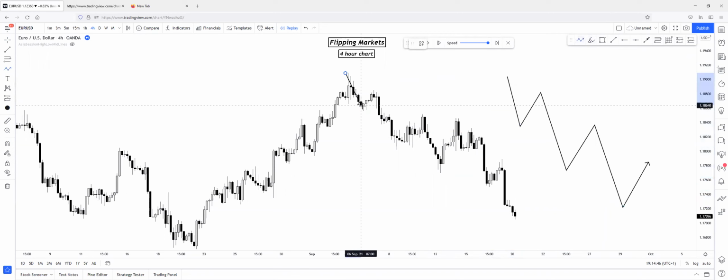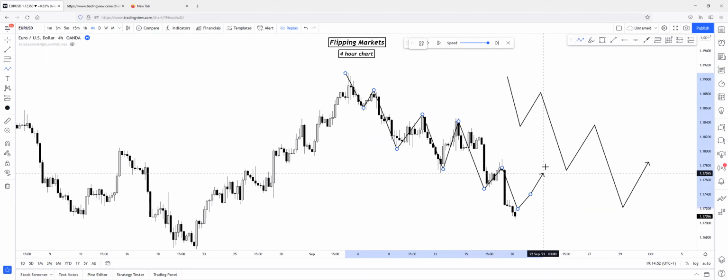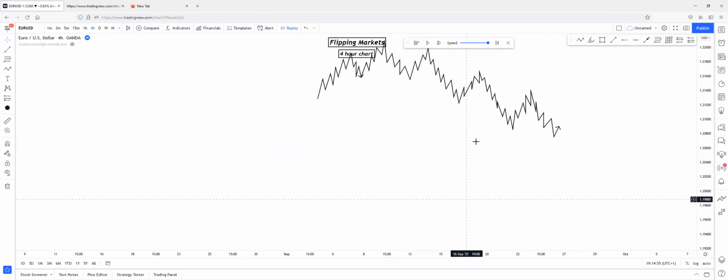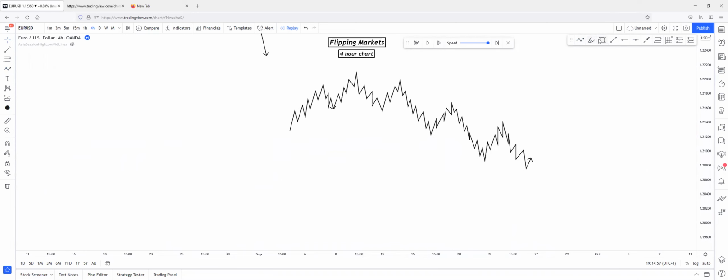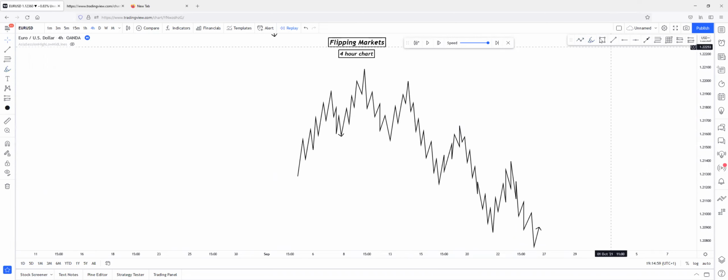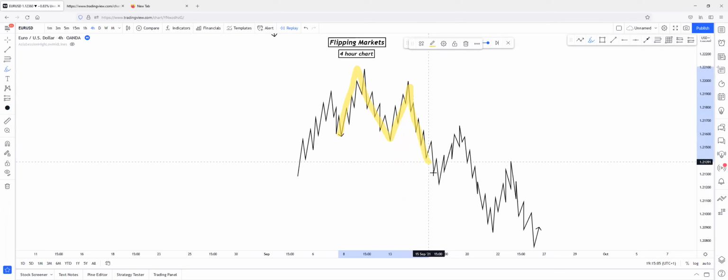I will just mark the structure out again. So as you can see, it's creating a series of lower lows and lower highs. And the 50-minute structure will look like this because it's bearish. These are the 4-hour legs. This is one upside leg. This is one downside leg. This is one upside leg. This is one downside leg.